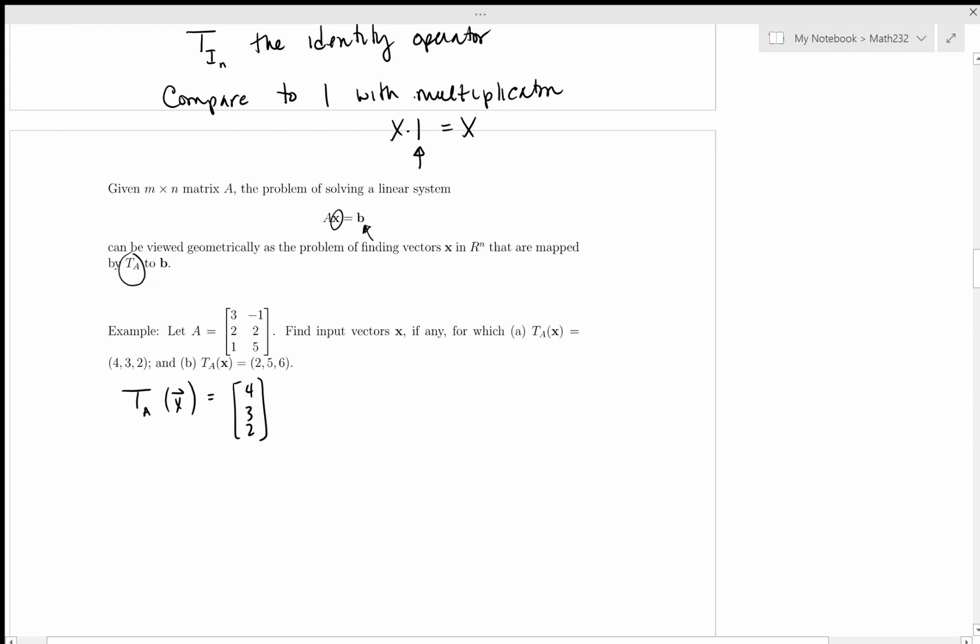Okay, first let's look at what's happening here. This is a transformation that takes input vectors. What is the dimension of my input vectors? Those are in R2. And what will my output vector be? My output vector will be in R3. You can see that b is in R3. So what I do then is this is the same as asking this question.